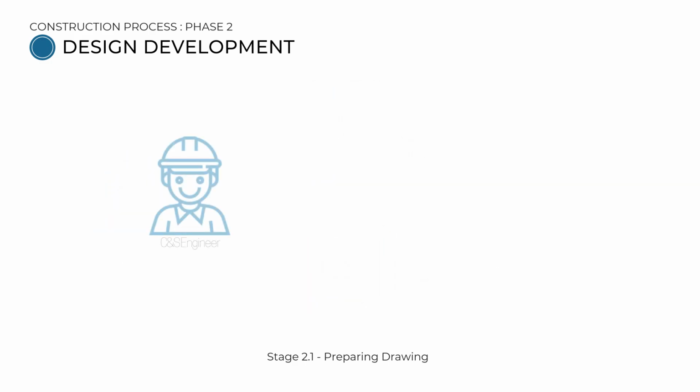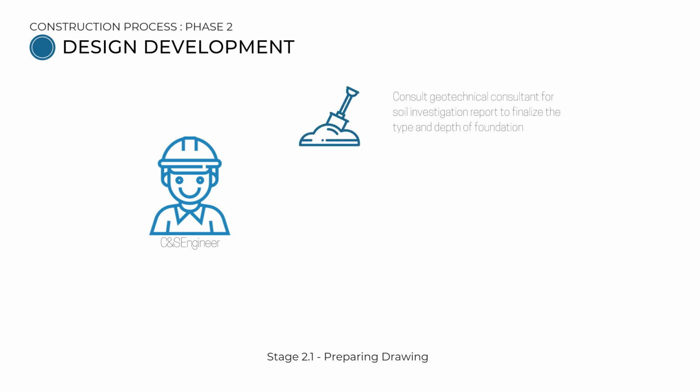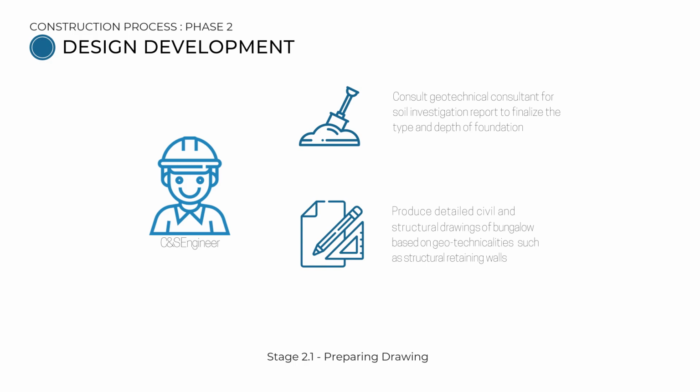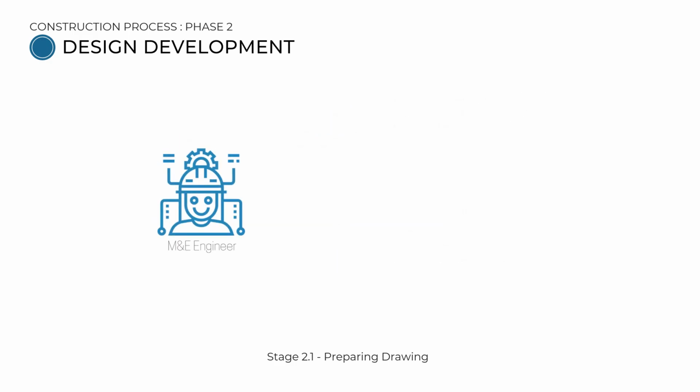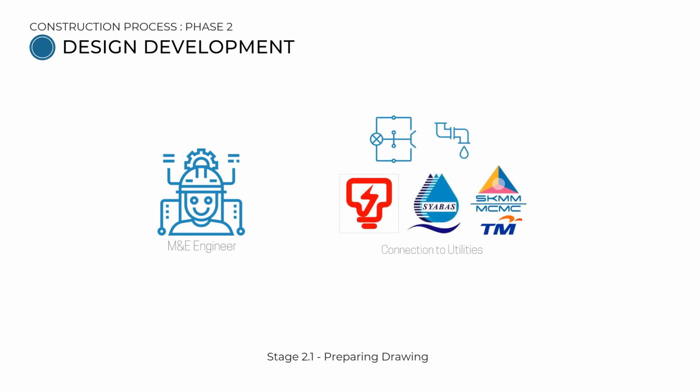On the other hand, the C&S engineer will consult a geotechnical consultant for a soil investigation report to finalize the type and depth of foundation needed for the bungalow, and then proceeds to produce civil and structural drawings of the bungalow based on geotechnicalities such as structural retaining walls. The M&E engineer is in charge of the connection to utilities.